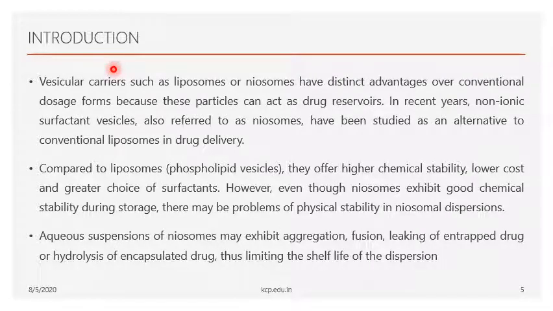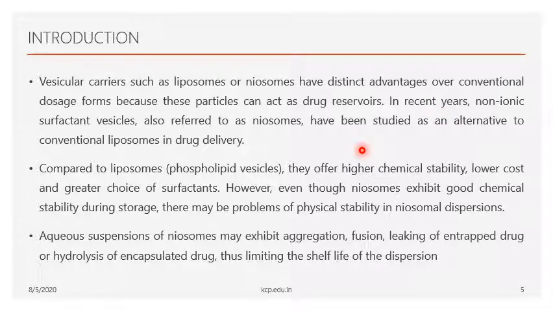In the previous slide I told that Valsartan is well absorbed, but its bioavailability is very low, only 23%. So we should increase the bioavailability, and the author decided to formulate a new formulation using vesicular carriers, delivering the drug to the target area. Liposomes or niosomes have advantages over other dosage forms as a drug reservoir. But in recent years, proniosomes or niosomes are a well-known drug carrier in vesicular drug targeting, especially using non-ionic surfactant vesicles.